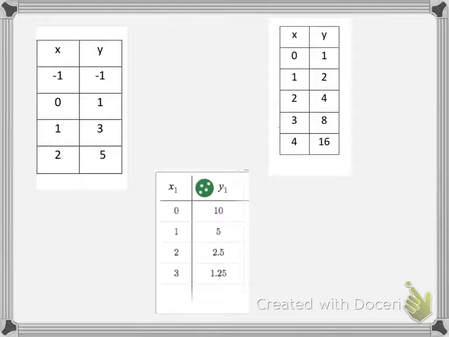All right, so I have 3 tables here, and looking at my first table, so we'll call this table A, I want to know, is this linear or exponential or potentially neither?